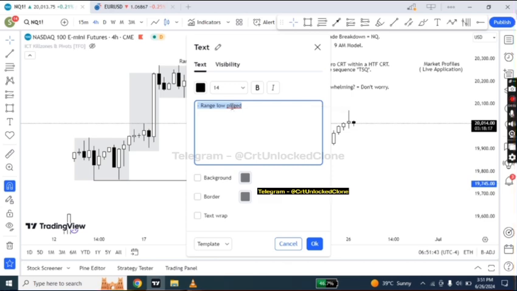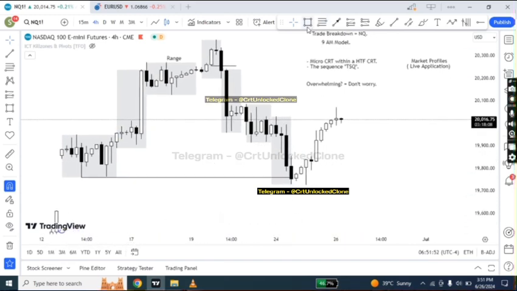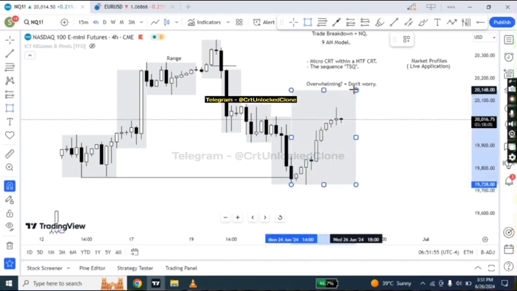But not only that, we were also inside of this opening gap right here, this key level in the form of an opening gap. So those two factors together made me decide that I'm going to expect a reversal profile right here.